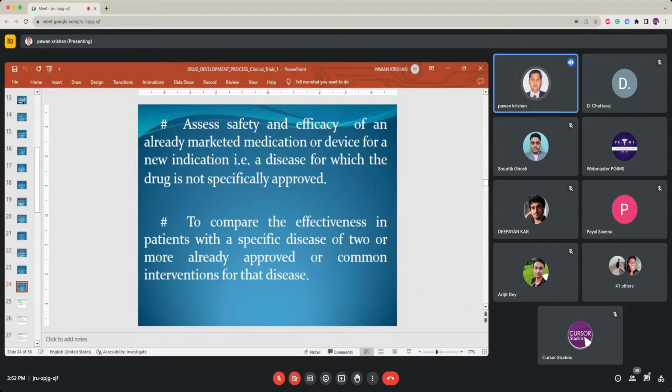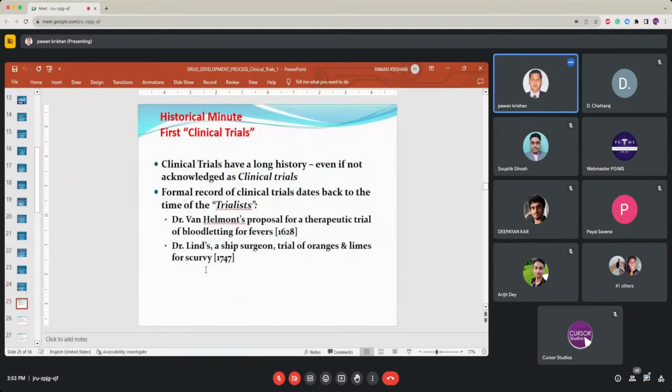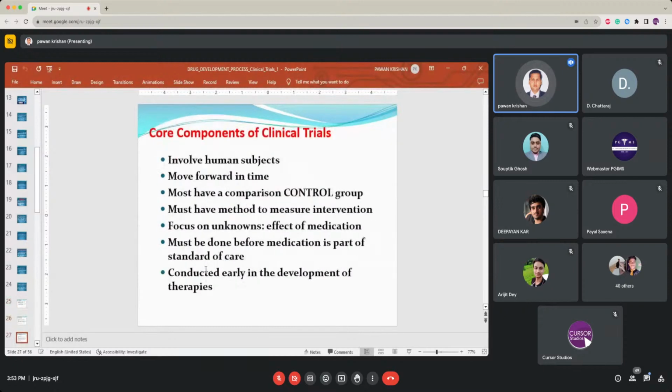Another aspect of clinical trials can be to compare the effectiveness, in patients with a specific disease, of two or more already approved or common interventions for that disease. So this is some history of clinical trials. I just want to skip this because it will be very lengthy.